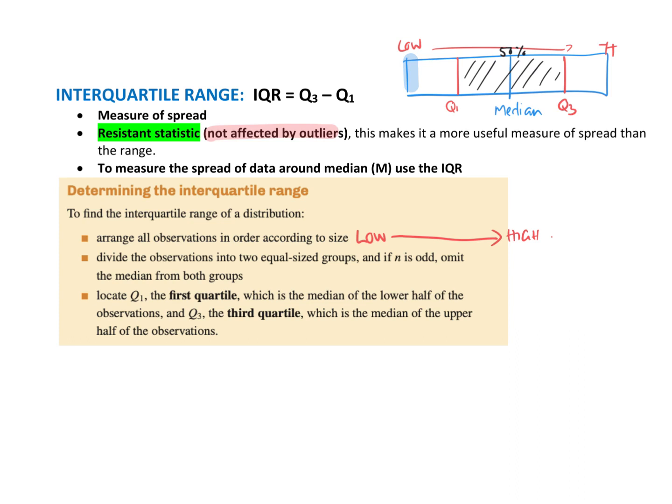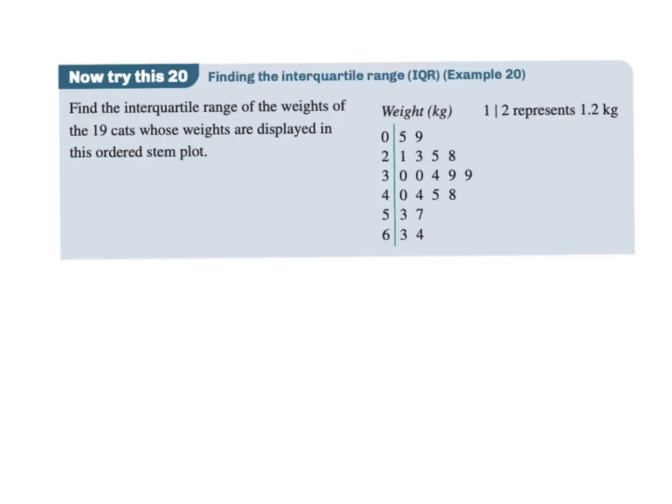Okay, and how you find the Q1 is you find the median of the first half, and the Q3 is we'll find the median of the second half. So we do the same steps as when we're finding the median. So let's give that a go.